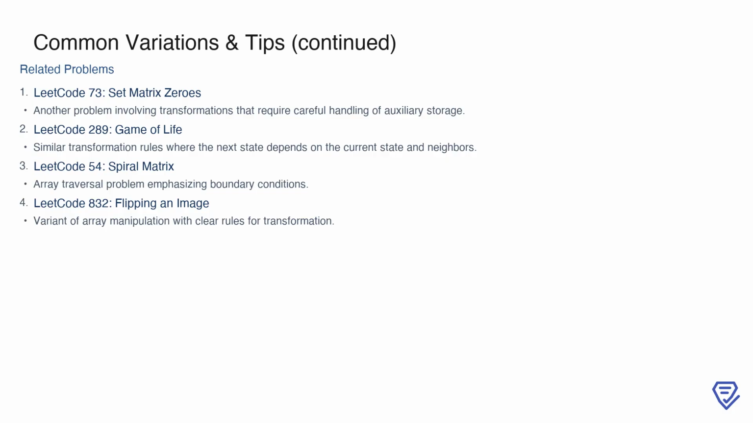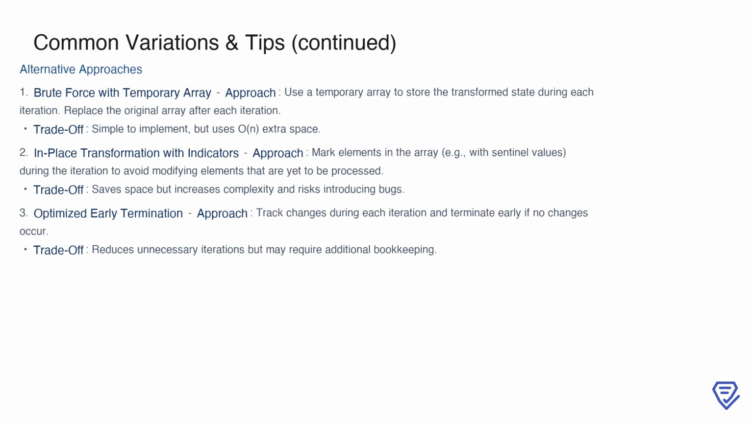Let's explore some alternative approaches to solving the problem. One straightforward method is brute force with a temporary array. In this approach, you use an auxiliary array to store the transformed state during each iteration, then replace the original array with the new one. While simple to implement, this requires extra space. Another option is in-place transformation with indicators. Here, you mark elements in the array with special values during the iteration to avoid modifying elements that are yet to be processed. This method saves space but increases complexity and can introduce bugs if not carefully implemented.